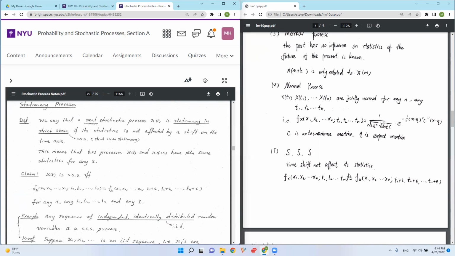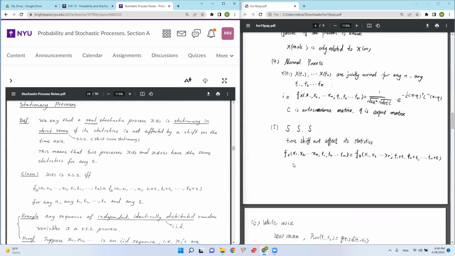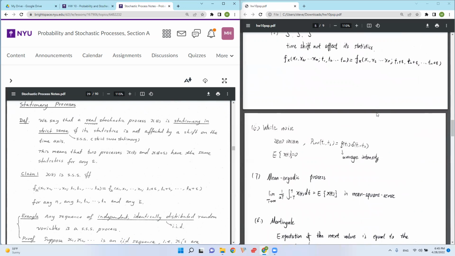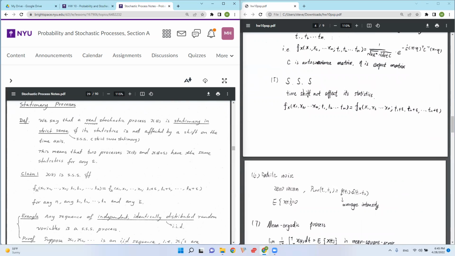And with that, we can say that strict sense stationary implies wide sense stationary, because with or without the shift, the distribution function would be the same. And with that being the same, the expected value and the autocorrelation would also be the same. And that's it for the strict sense.